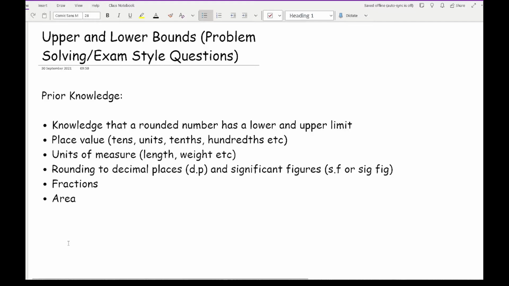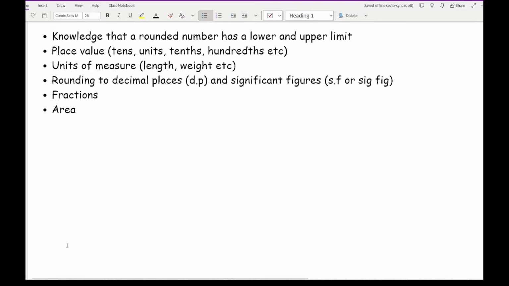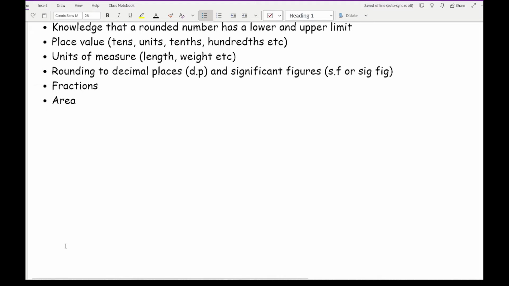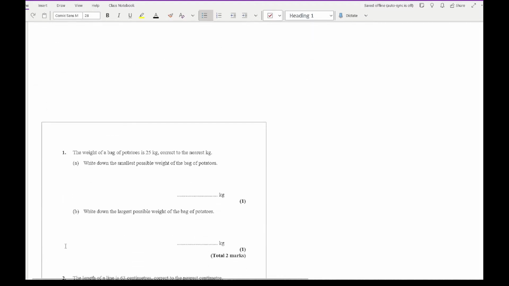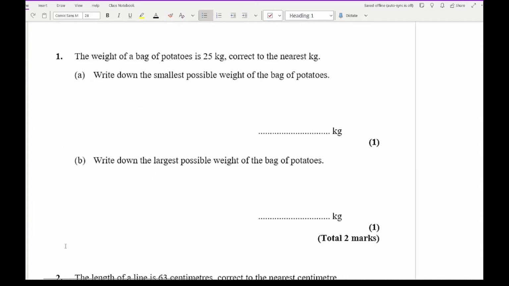Now, in terms of this, what we're going to do is have a look through some Edexcel questions, which I took off from Maths Genie, so please do not sue me for using this resource. So let's have a look at these questions. So let's just zoom in so we've got a bit of space in terms of this. So this first question says that the weight of a bag of potatoes is 25 kilograms to the nearest kilogram.